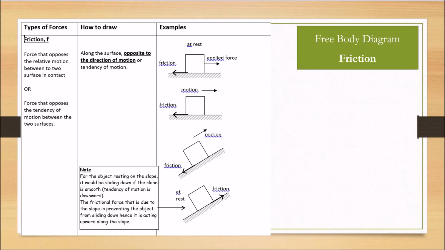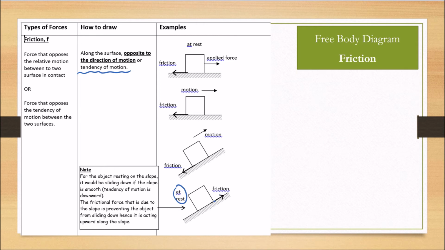Let's move on. For friction, it's always opposite to the direction of motion. So if the object is moving to the right hand side, the friction will act to the left hand side. Okay, and even when an object is not moving, then there is also friction. Say for example, this object, although it is at rest, but if you put an object on the slope, naturally it will want to slide down. So that's what I mean by tendency of motion. That means there is a tendency for this box to slide down, but it is not sliding down because there's a friction that's acting upwards.